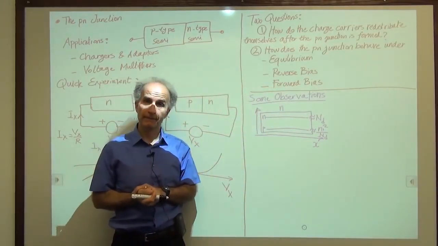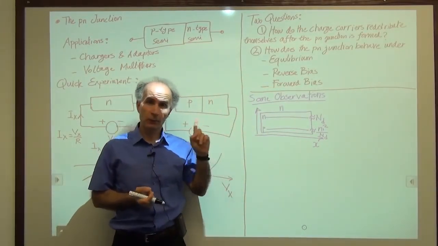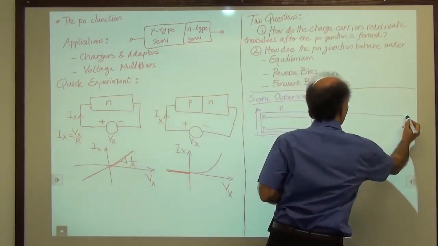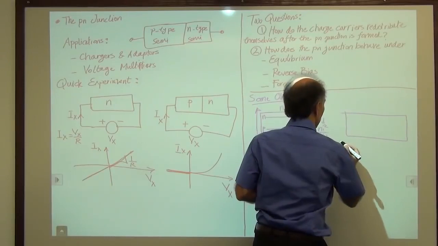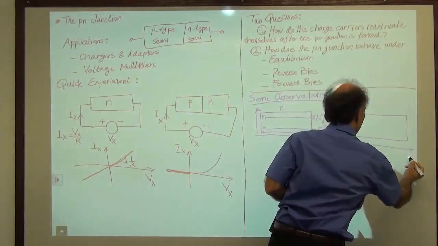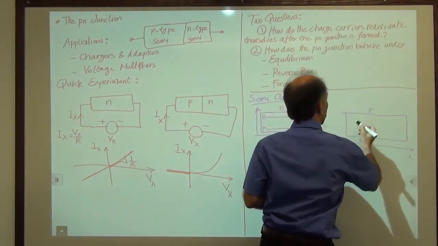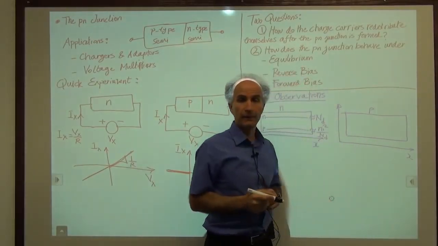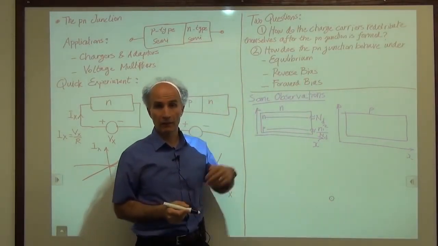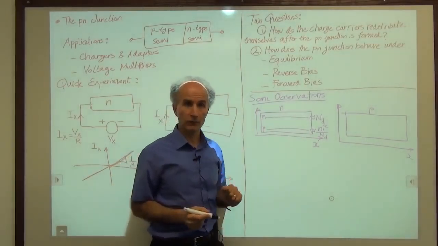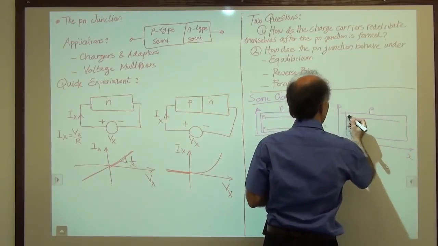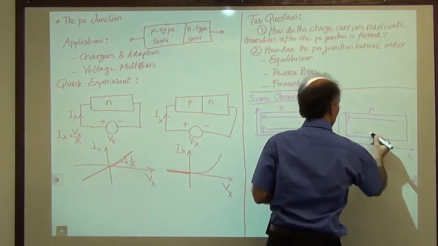So far so good. Let's repeat this for a p-type device. So here's a p-type device. Here's our x-axis. So we plot the concentrations. In a p-type device we have lots of holes, very few electrons. So we have lots of holes here. That's P. And we have very few electrons.